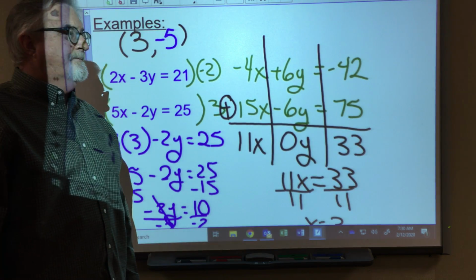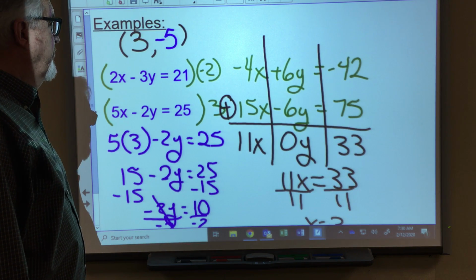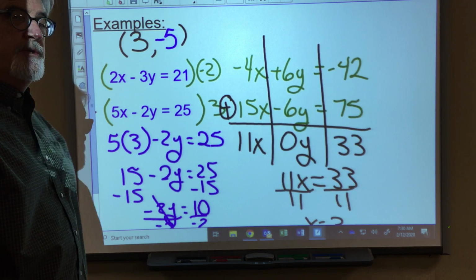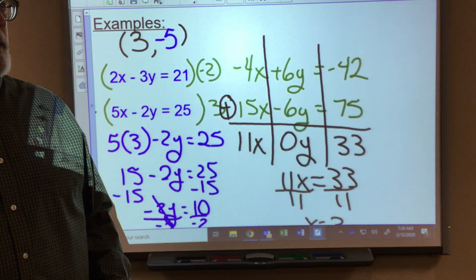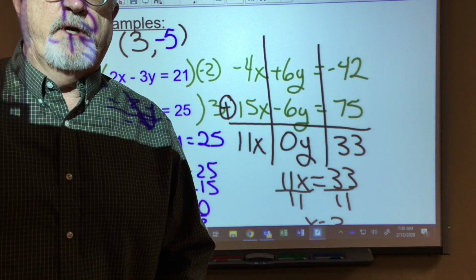I hope that gives you a little better idea of how elimination works with multiplication. And as you work through your assignment today, be sure to ask any questions.